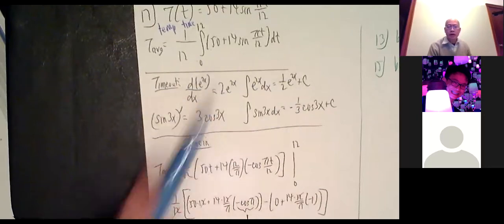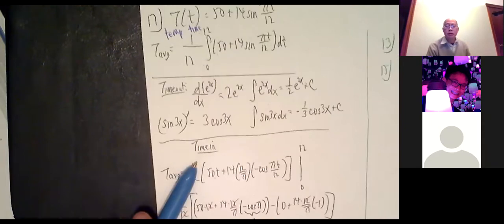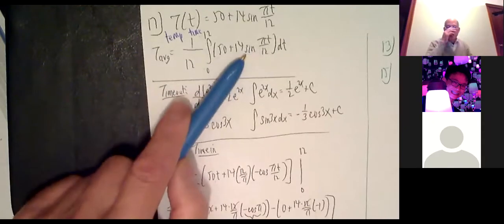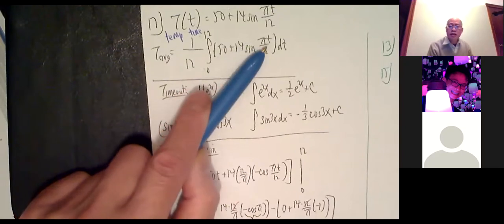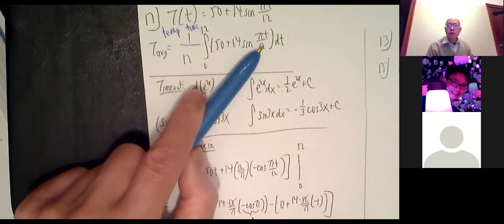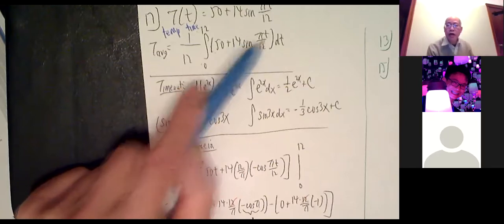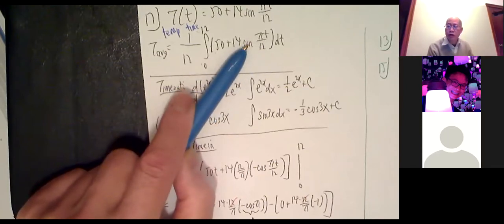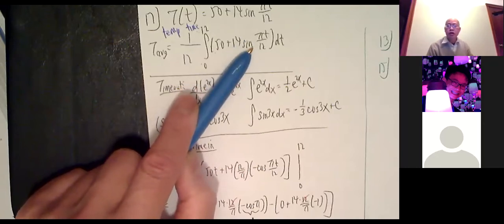Okay, that's the end of the timeout. So I call it time in now. The game is beginning again. So when I get to this stage, if I want to integrate sine pi over 12t, if I differentiate sine pi over 12t, I would multiply by an extra pi over 12, chain rule. So when I integrate, I multiply by the reciprocal, 12 over pi. So it's going to be 12 over pi.